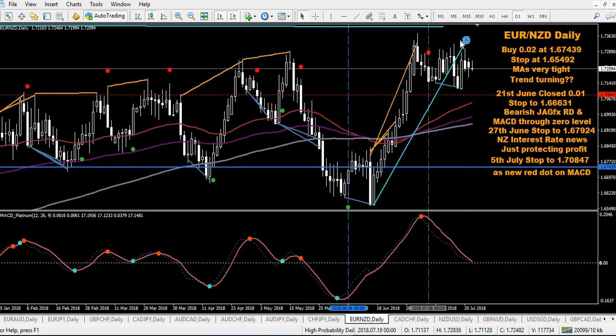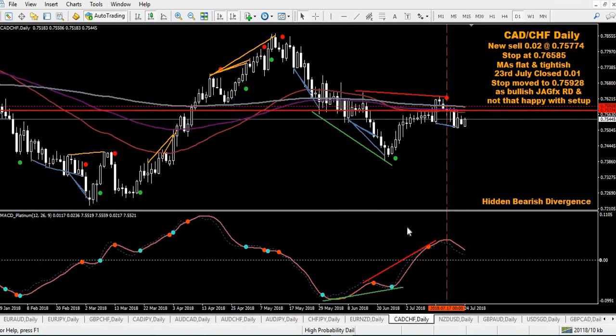Euro New Zealand starting to consolidate up here, and a buy way back here somewhere. Stops trailing up here below these lows. MACD's heading down, price is going sideways. You could probably draw some flag or pennant there, I don't know what you call them. But that's definitely going sideways. But we're in a good buy there, so that's all right.